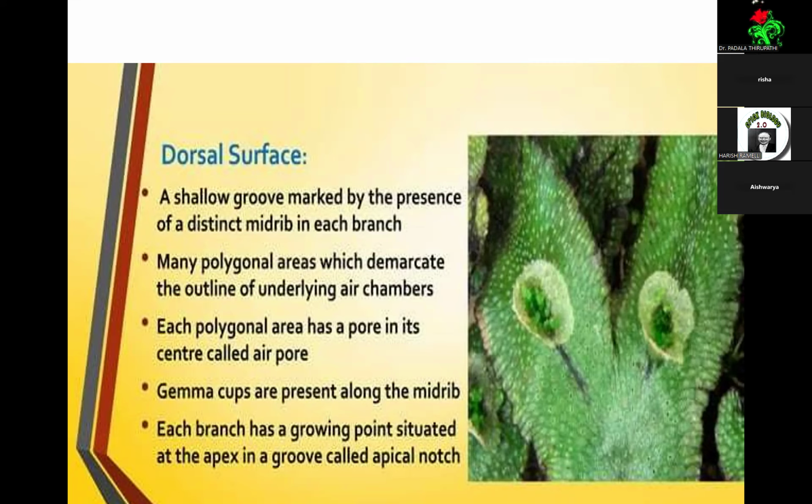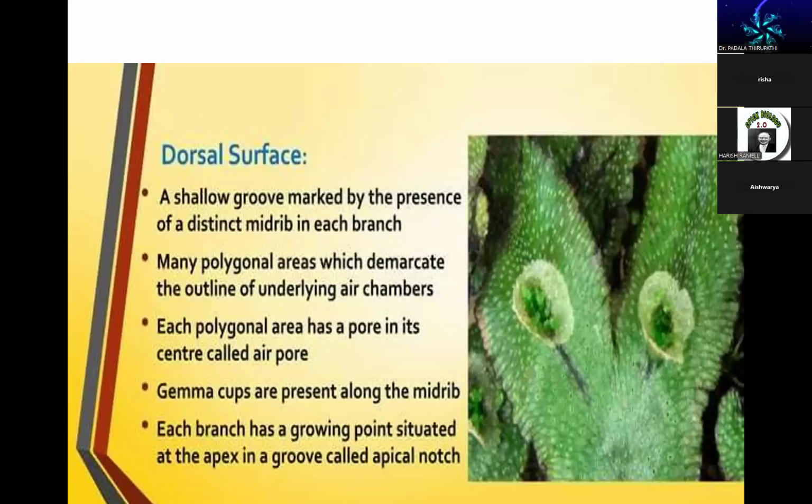Here, air chambers surround the air pores on the dorsal surface, just like stomata. These plants are not well developed, so instead of stomata for gaseous exchange and respiration, small chambers and small pores are present. The pore opens into the chamber. Many cells are present in the internal structure, which you'll see in detail. Each polygonal area has a pore in its center, called an air pore.